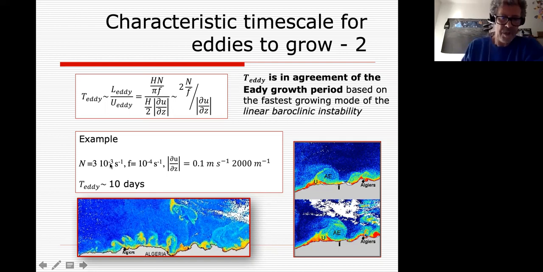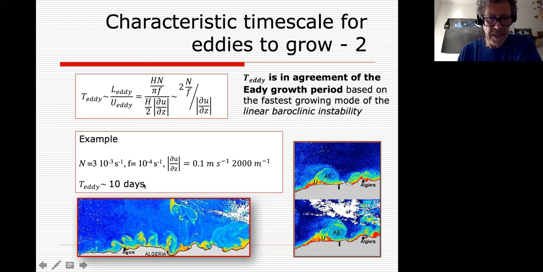If we have some realistic numbers for mid-latitude, the Coriolis term is 10 to the -4 second -1. The stratification as given by the Brunt-Väisälä frequency is 3 times 10 to the -3 second -1, which is quite a well stratified ocean at mid-latitude, and the shear is 0.1 meter per second over 200 meters, which is a vertical shear on average depth of the ocean. And the eddy growth time here is of the order of 10 days.